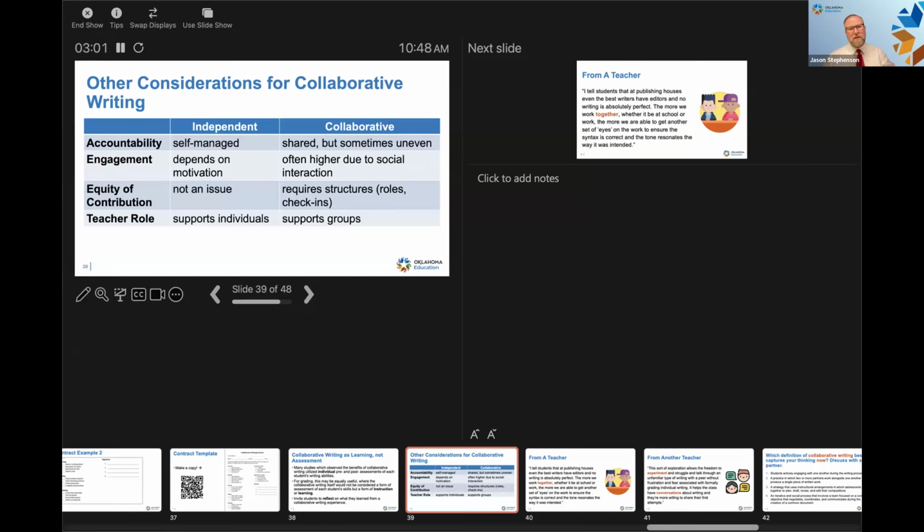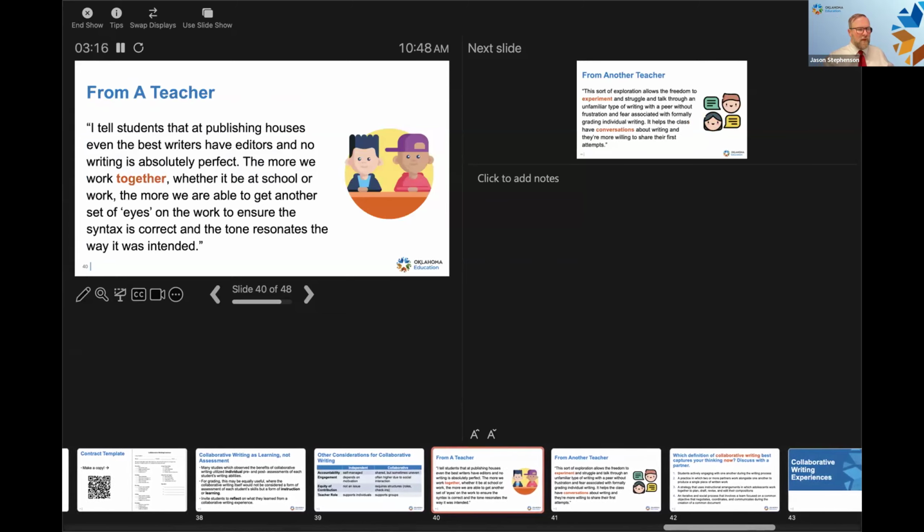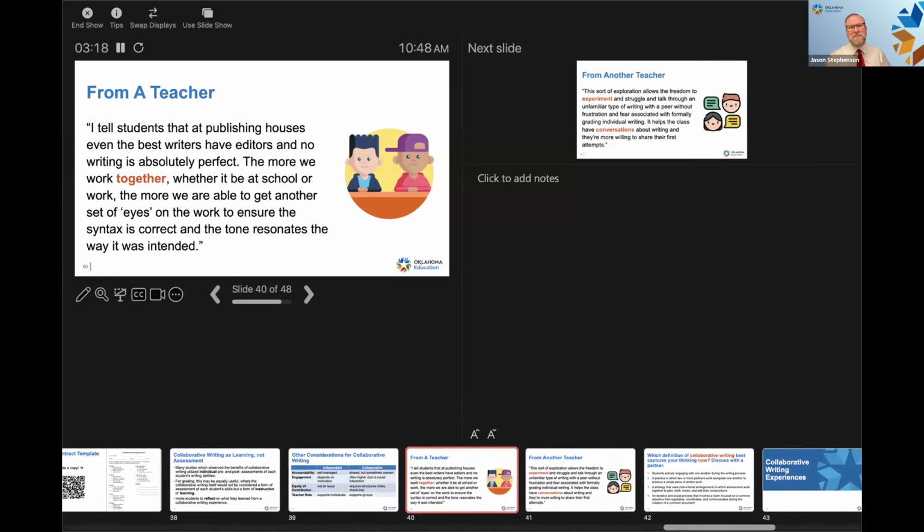And then you as a teacher, if everyone's working alone on a piece of writing, you're supporting lots and lots of individuals. If they're working collaboratively, you're supporting groups, but not as many, since students would be together instead of separate. So here's a reflection from a teacher who had students work collaboratively.